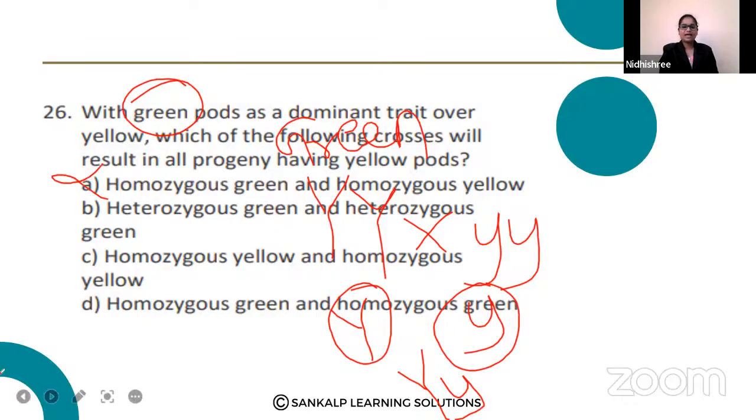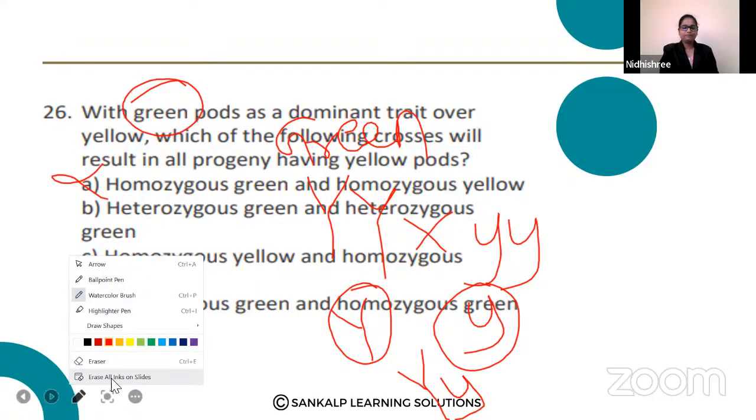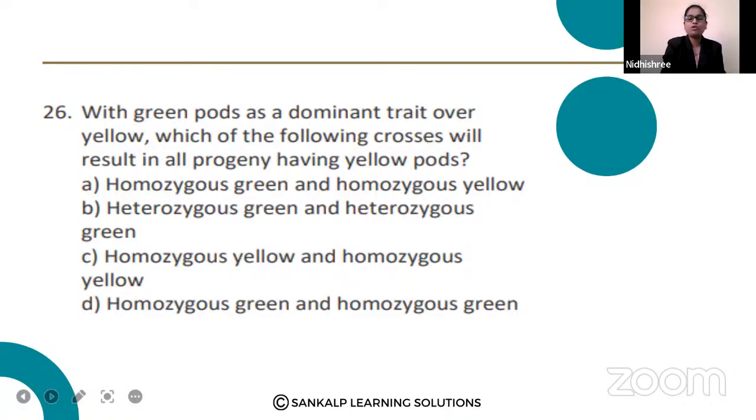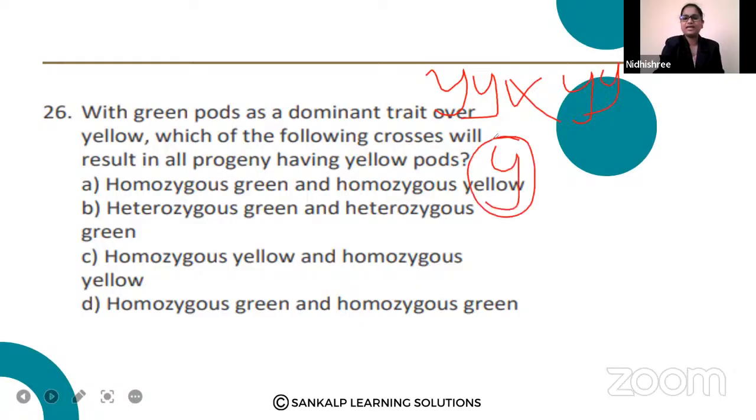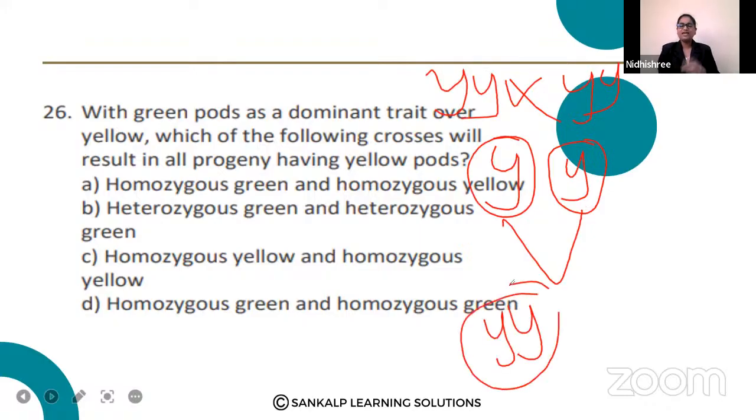So here most of you answered option C, right? Option C. One minute. In option C, homozygous yellow, small letter y, as it is a recessive character, is crossed with homozygous yellow again. So here gamete formation will be y and y, small letter y. When these undergo fertilization, we will get homozygous recessive, yy, where all the pods will be yellow in color. So option C is the right answer.